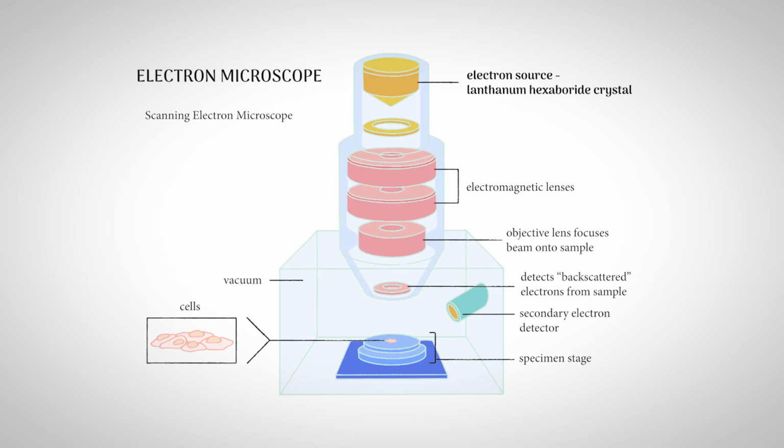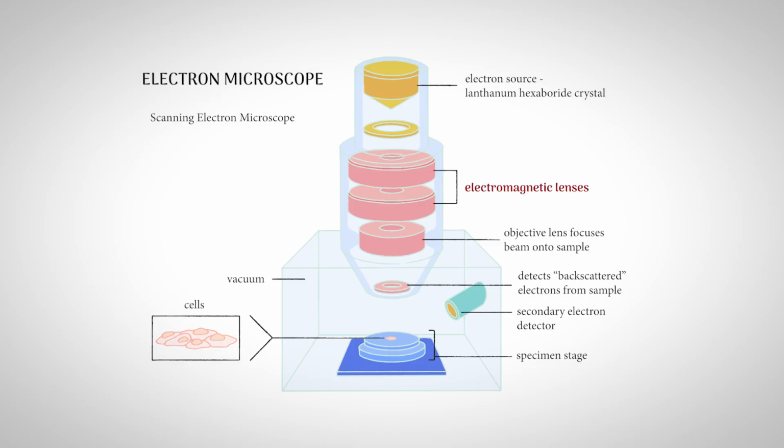The electron beam is created by a lanthanum hexaboride crystal. Now, this is a metal that, when it is heated to a very high temperature and subject to very high voltage, will emit a strong beam of electrons. And that beam of electrons now needs to be guided along a path so that it can shine down as a single beam on the sample.